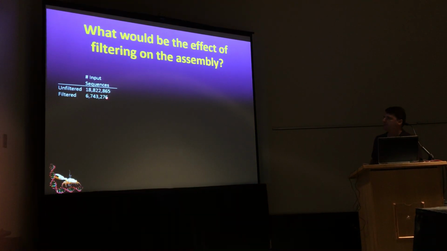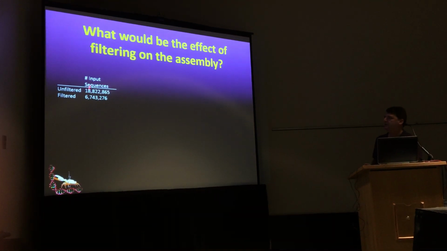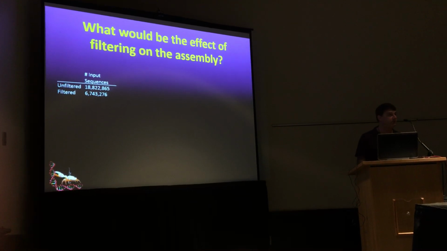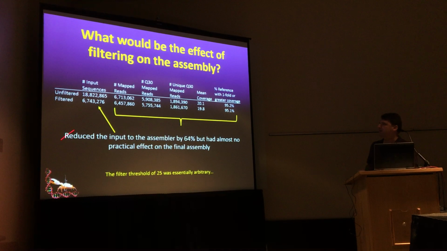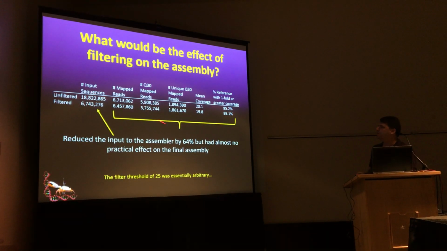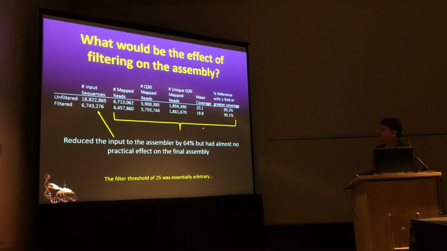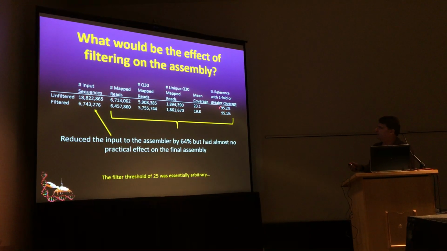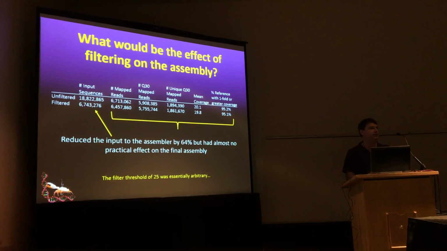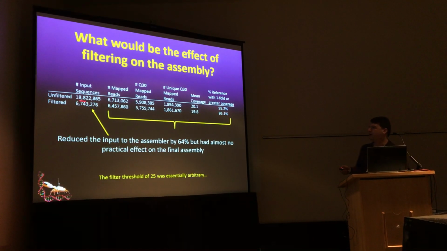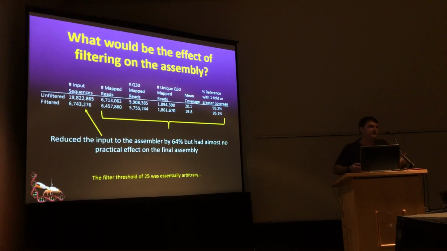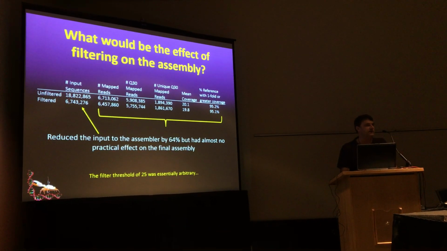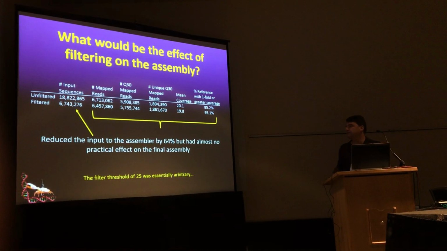So the first thing that happens is we go from almost 19 million sequences down to less than 7 million. That's before we assemble, and we put them in the assembler, and we find this: the number of mapped reads, the number of quality mapped reads, the number of unique mapped reads, the mean coverage, the percent of the reference with one-fold coverage are essentially, functionally unchanged. Basically, we got rid of 64% of the input to the assembler, but ended up with an assembly which is more or less identical. And so this did work.